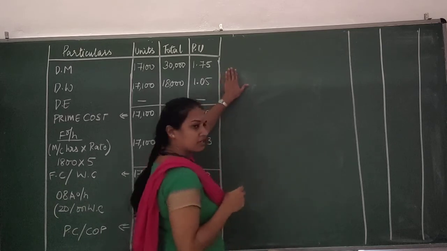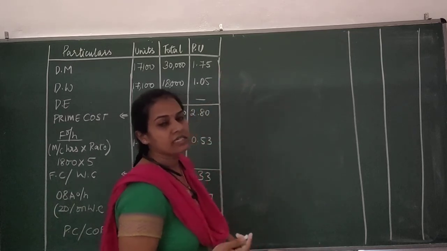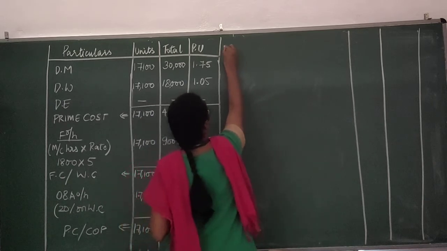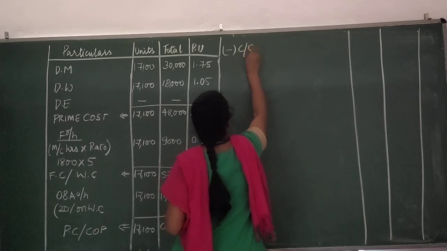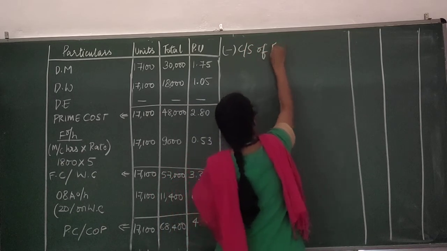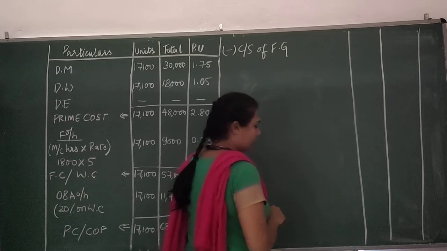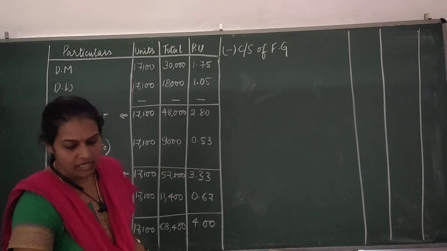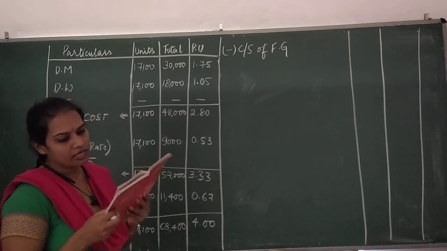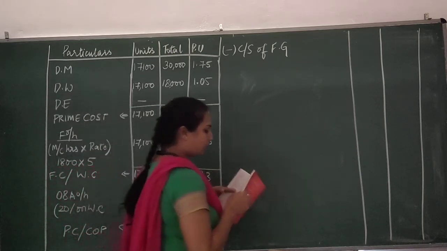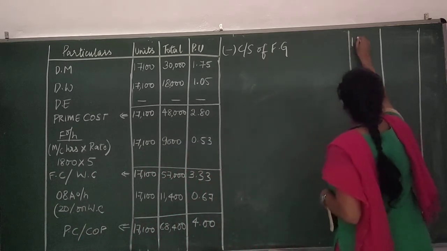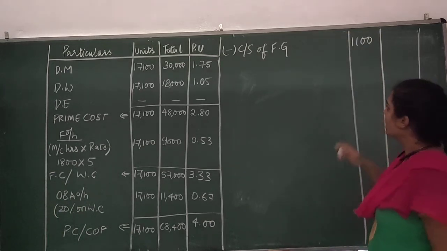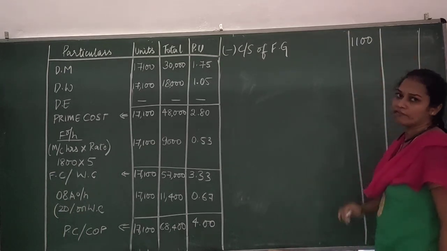So when there is a closing stock, always you will deduct. When there is opening stock, always you will add. So you can find in this particular problem, there is a closing stock of finished goods. How many units are being deducted? As I told you, it is 1,100 units. When you deduct 1,100 units, you have to deduct the value of it also.